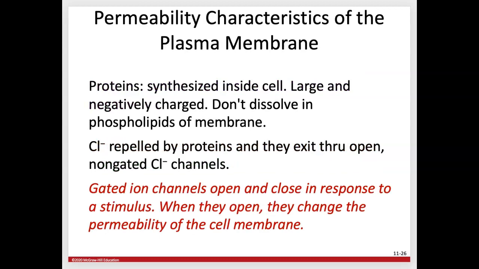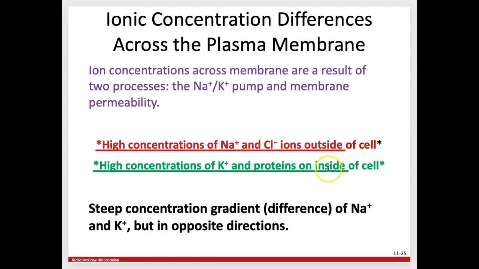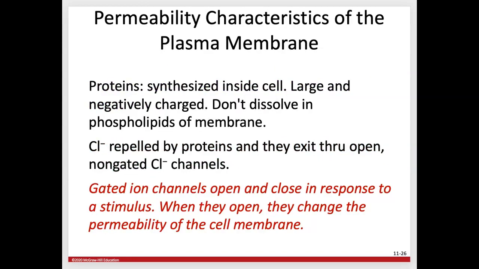So permeability characteristics of the plasma membrane. Proteins are synthesized in the cell. They're large and negatively charged, and they cannot go through the plasma membrane. So proteins are going to stay put, okay? And notice that proteins are inside the cell. So those things are, for the most part, going to stay inside the cell. Chloride is repelled by proteins, and they get away from the proteins through open channels that are there specifically for chloride. So they're going to go on the opposite side of that cell membrane.